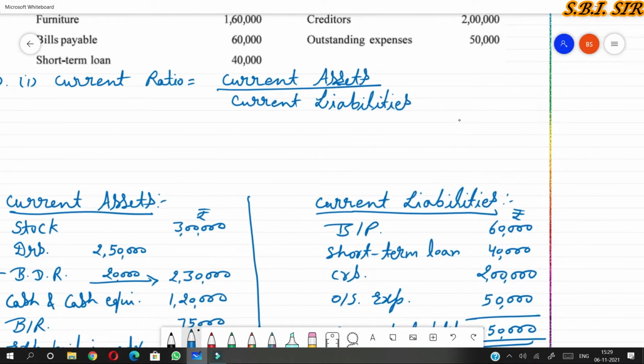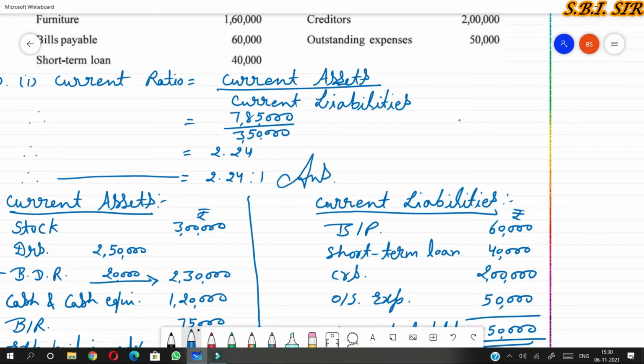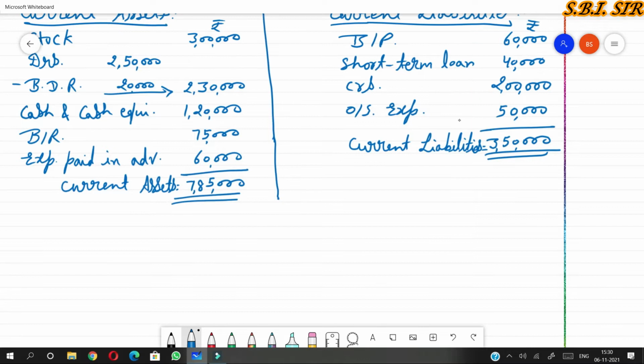Then in the formula we will put the values: 7,85,000 divide by 3,50,000. We will get 2.24. Then we can write this value like this: 2.24 ratio 1. Then it is our answer for current ratio. Then we have to find out liquid ratio.